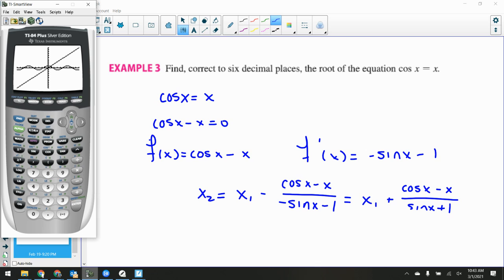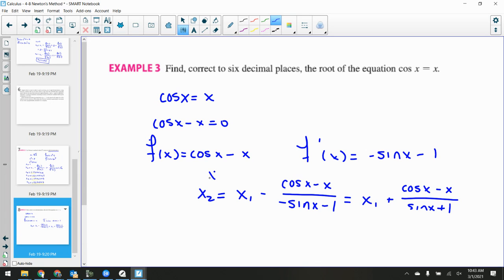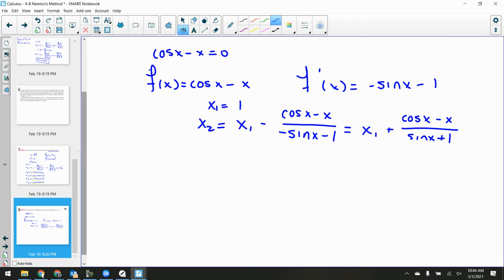So I'm going to start at x1 equals 1. Okay? And again, this is to kind of show you that, yeah, it'll bring me back to it. I don't need to start lower than it. I just need to start above it or below it. It doesn't matter.